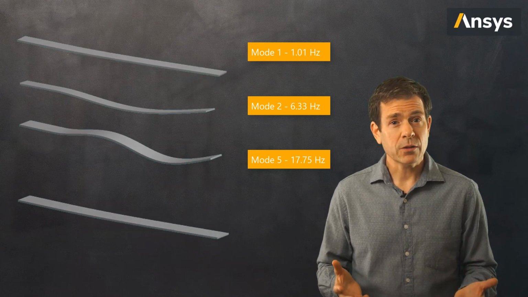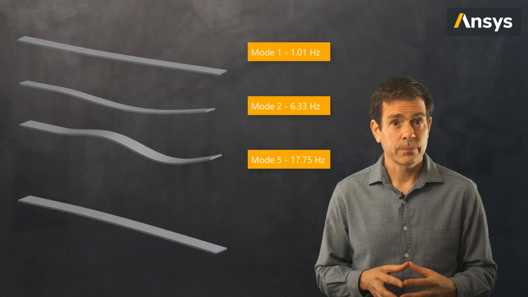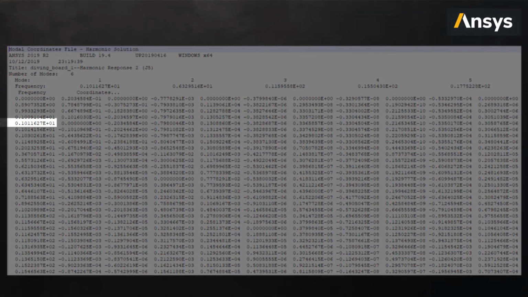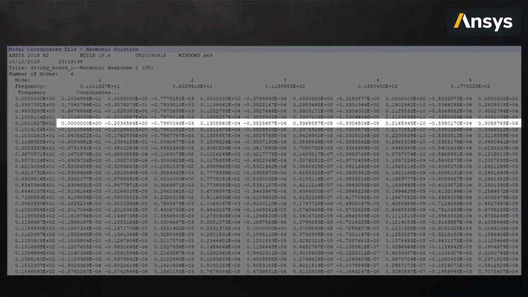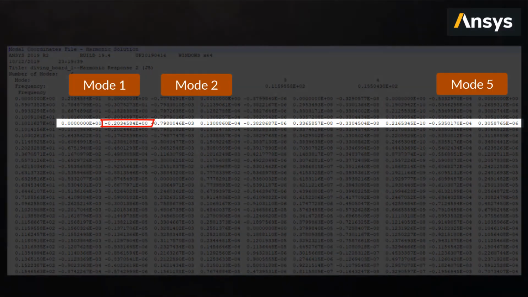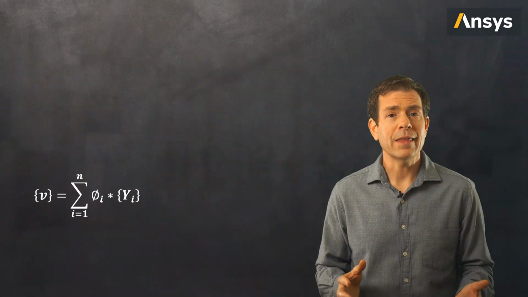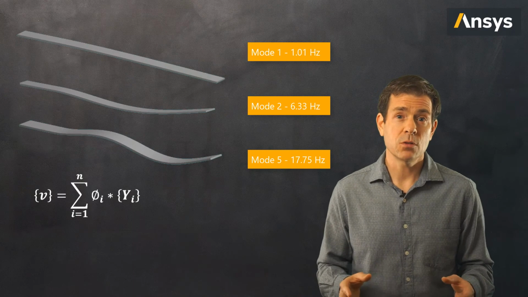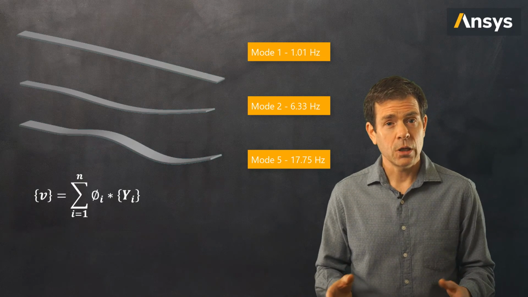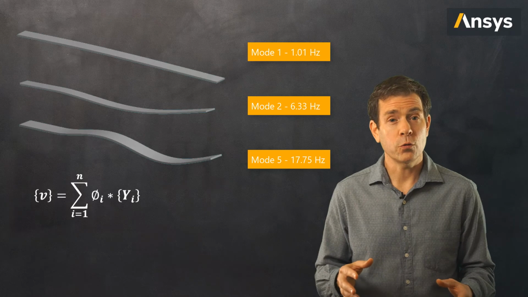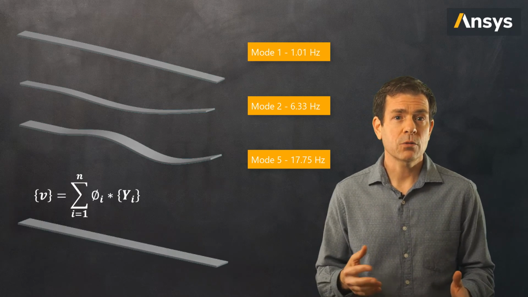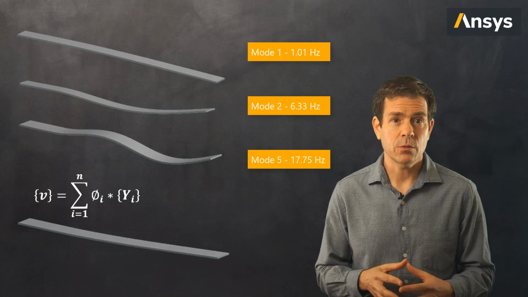So what would we expect for the modal coefficients? Here we can see at the excitation of the frequency of around 1 Hz, these are our modal coefficients, with the first mode shape of 1.01 Hz dominating. So going back to our equation, we can write that mode shape 1 times modal coefficient 1 plus mode shape 2 times modal coefficient 2 plus mode shape 5 times modal coefficient 5 gives us our total deformation shape at the harmonic response at that excitation frequency.